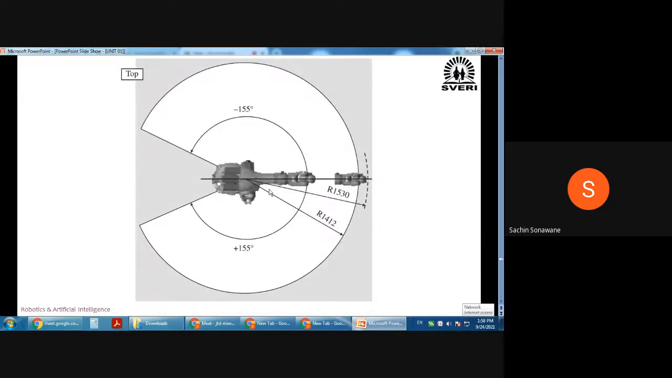This is the top view. From the top view, you are observing the maximum radius the robot arm reaches. If you add the end effector to that, it is a radius of 1530 mm. The radius of this circle is 1412 mm. The angle from the center line towards the upper side is minus 155, which you can consider as an anti-clockwise angle. Anti-clockwise they have taken as negative, and clockwise they have considered as positive, that is 155 degrees.